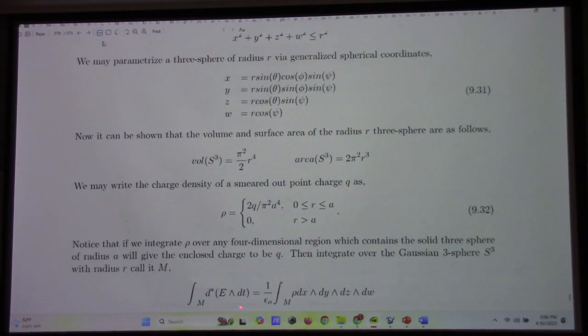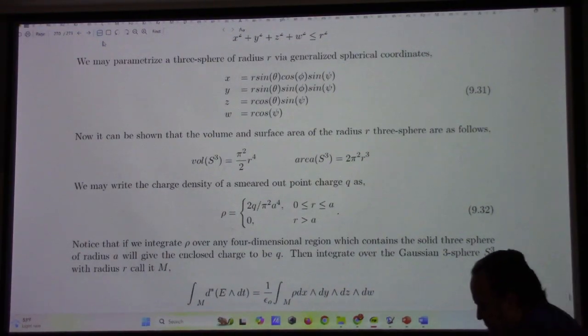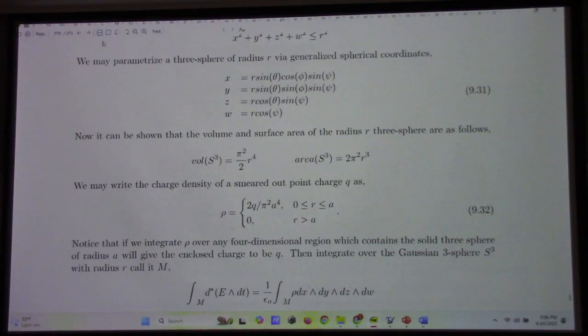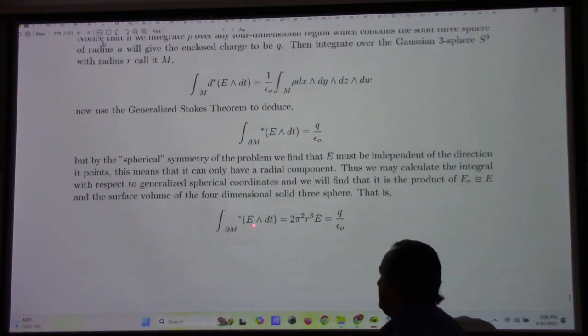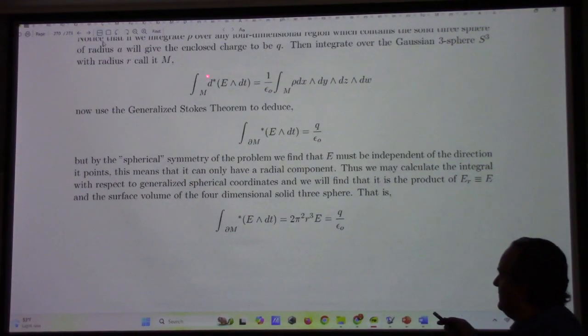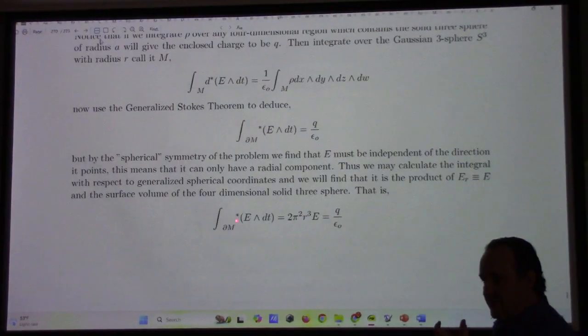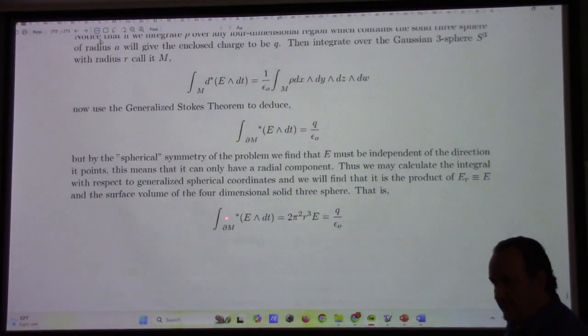And then if I integrate this over that 4-sphere, this integral works out to the charge over epsilon naught. How does this integral work out? Well, because of the spherical symmetry here, going from here to here, that's the generalized Stokes' theorem: integral over M of the exterior derivative equals integral over the boundary of M. Notice that the exterior derivative is gone. Now I just have this, and if you reason through it, that should be equal to the magnitude of the electric field times the surface volume.